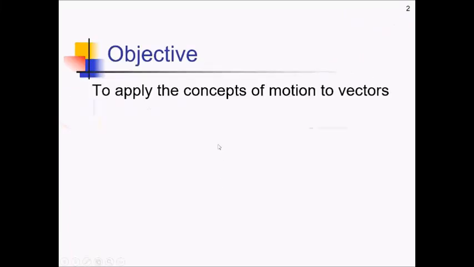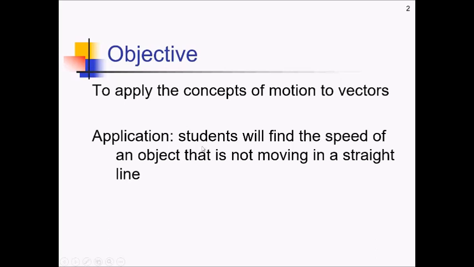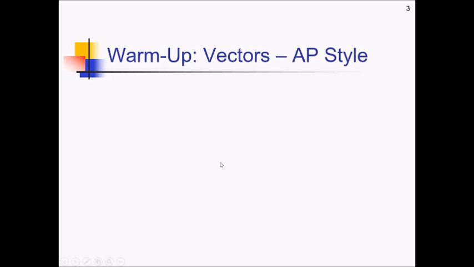In this one, we're going to apply the concept of motion to vectors. And, for example, we're going to find the speed of an object not moving in a straight line. Let's talk a little bit about vectors.